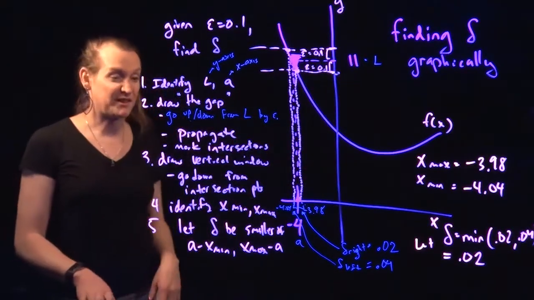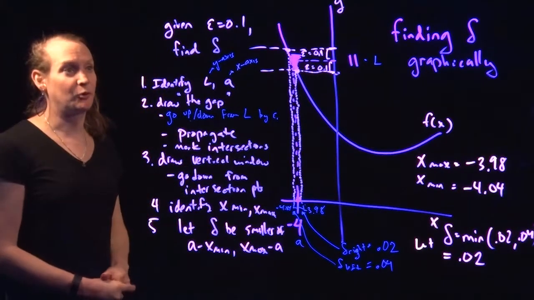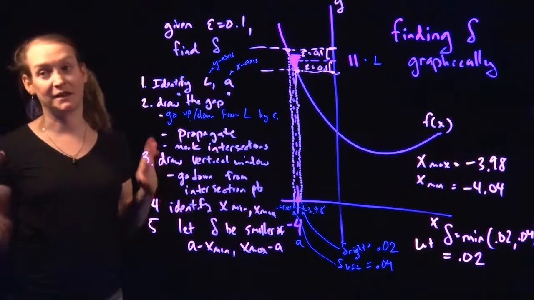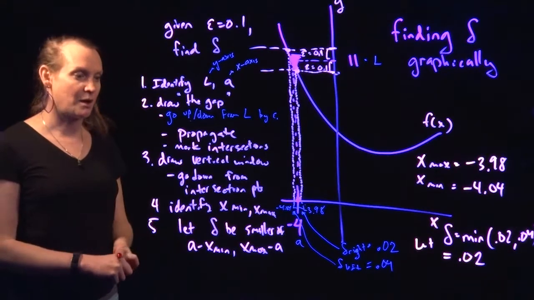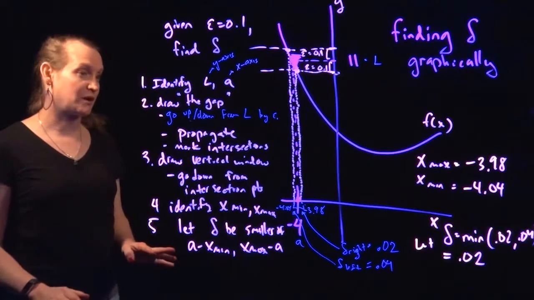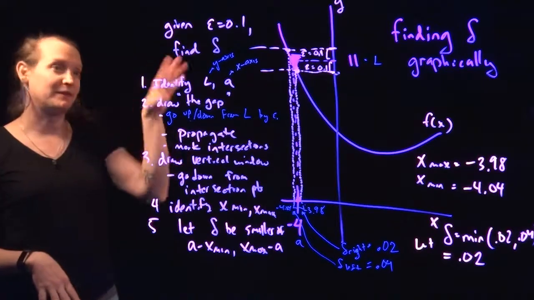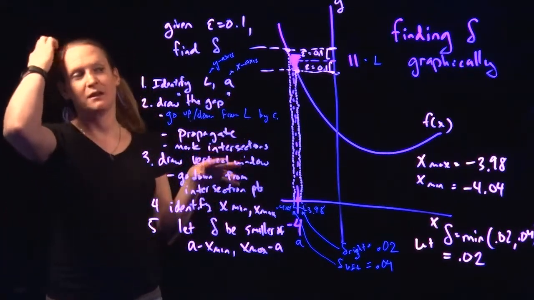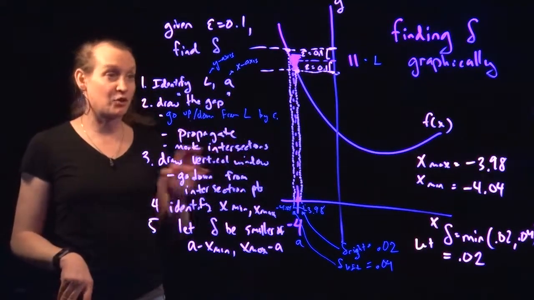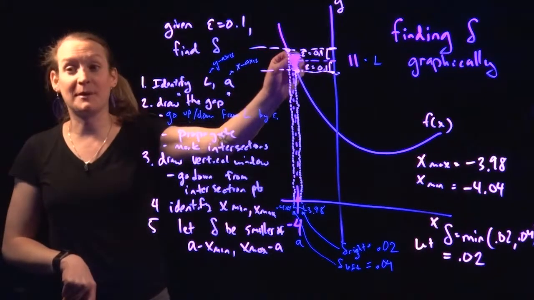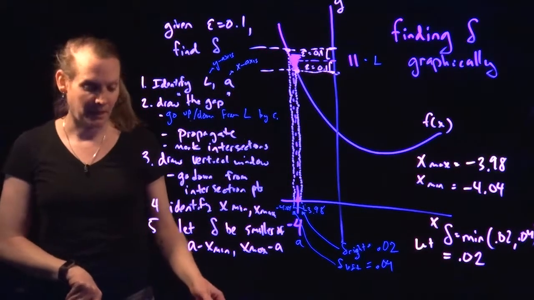Okay? So that's a general procedure for approaching one of these graphical find-the-delta type problems. And it works no matter how wavy the function is and stuff like that. As long as graphically the limit exists, this process is going to work, and you'll be good to go.